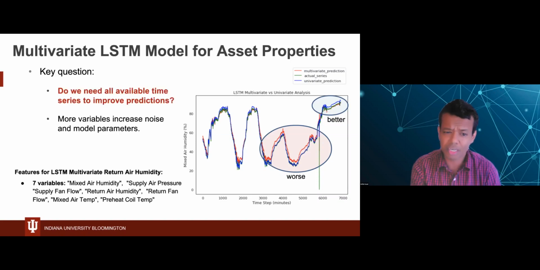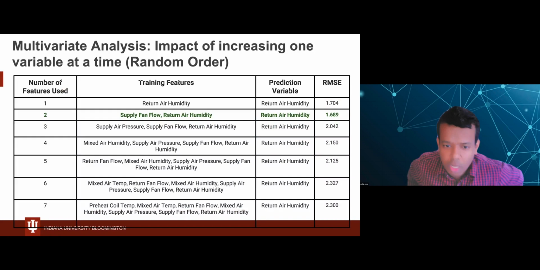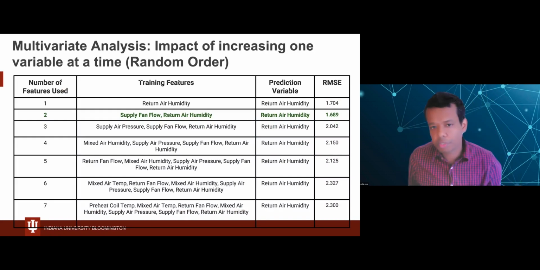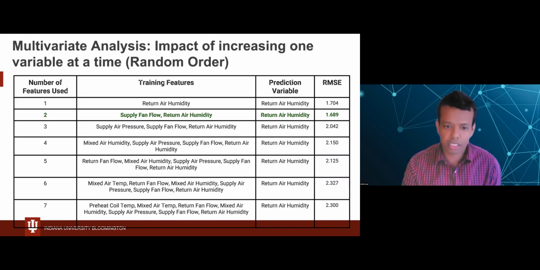So our question is, do we need all variables, all available time series, to improve my prediction? So how can we answer that? To answer this question, what we tried is, suppose we are predicting return air humidity, and we are adding 1 variable at a time to predict the same target variable. Here we are just using a random order. So in row 1, we are using return air humidity to predict return air humidity in the future. And the last column is presenting the error, root mean square error. The lower, the better. So when we don't use any other variable, the error is 1.7.